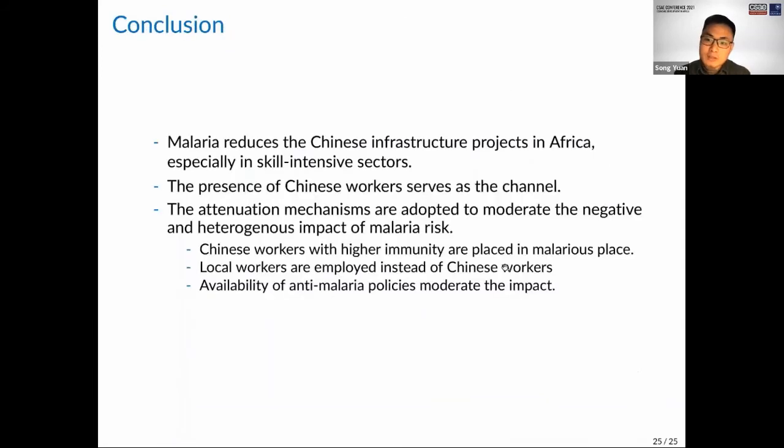So to conclude, we found that malaria reduces Chinese infrastructure projects in Africa, especially in the skill-intensive sectors. And the presence of Chinese workers serves as a channel, right? And there are also several attenuation mechanisms adopted to moderate the negative impact of malaria. Okay, thank you. This is the end of my presentation.